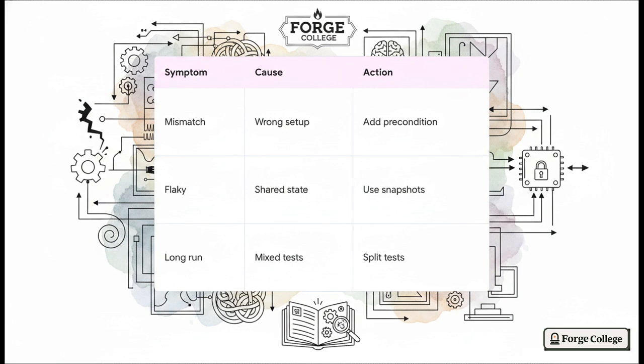Are intermittent failures driving you crazy? That is classic shared state leakage, so you reach for your EVM snapshots. Got a long-running suite that takes forever? You've probably mixed integration tests with your unit tests, so split them up and use CI tags. Seriously, commit this matrix to memory. It will save you hours of debugging despair.